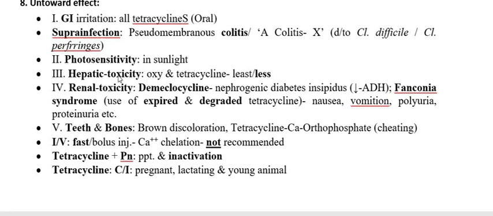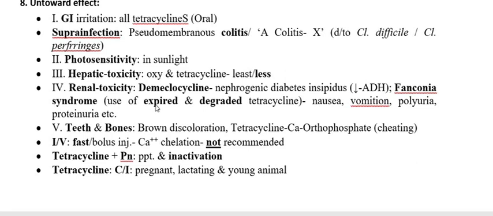And as I earlier mentioned, this group is also going to produce photosensitization. So this is another side effect: photosensitization, liver toxicity, as well as renal toxicity. Regarding renal toxicity, as I earlier mentioned, demeclocycline is going to produce nephrogenic diabetes insipidus, and this nephrogenic diabetes insipidus is because of the reduced antidiuretic hormone. And here are a few more important points that we have to consider while administering tetracycline.